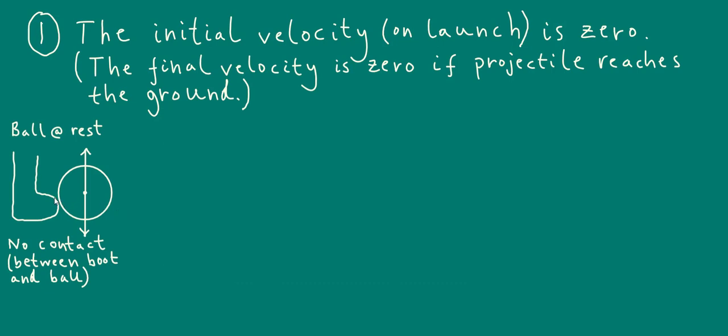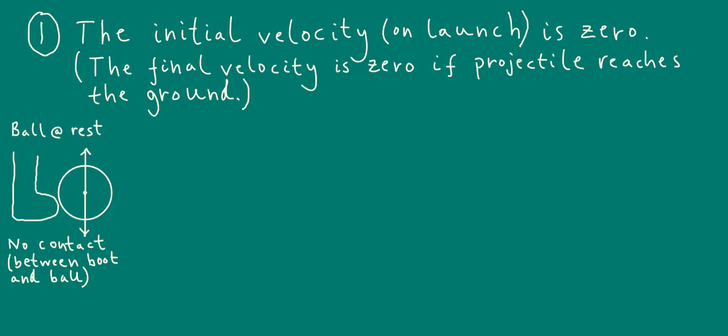In this little diagram here, I've drawn the ball and the boot. Just before the boot makes contact, the ball's at rest, which means it's in equilibrium. So what I've drawn here are the two forces acting on the ball: its weight acting down, and the normal reaction force, which is equal and opposite to the weight, acting up.